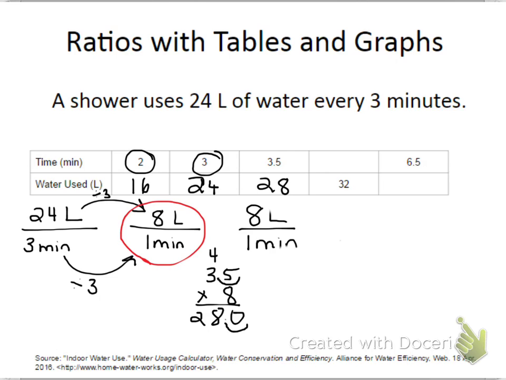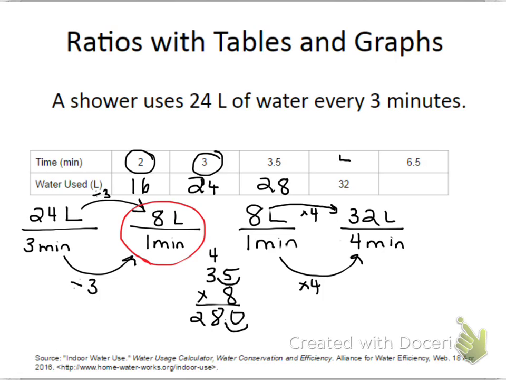8 liters in 1 minute. And this time, instead of writing it down here in the denominator, I'm going to write 32 liters along the top. What do I do to 8 to make it into 32? Well, 8 times 4 gives me 32. So I'm going to do the same thing with my denominator, 1 times 4. 1 times 4 is 4 minutes. So that means that in 4 minutes, 32 liters of water is used.